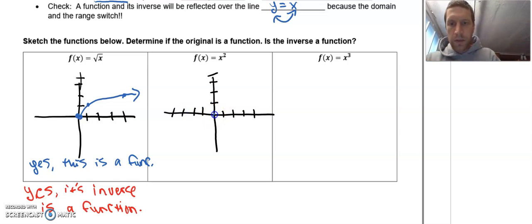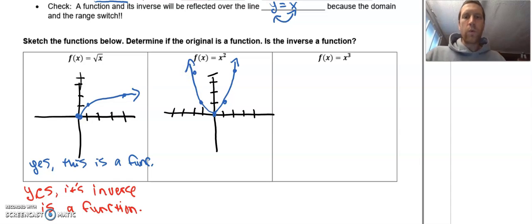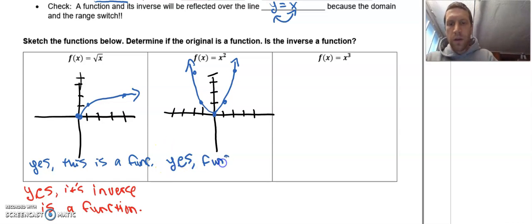Okay, let's plug in 0. Let's plug in 1. I can also plug in -1. 2 squared gets me 4. -2 squared also gets me 4. Okay, so we can tell that this is going to pass the vertical line test. So yes, it's a function.